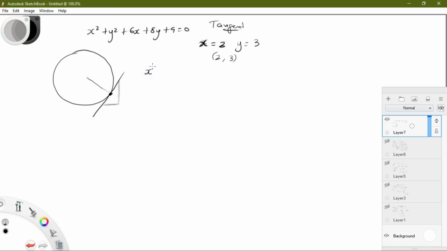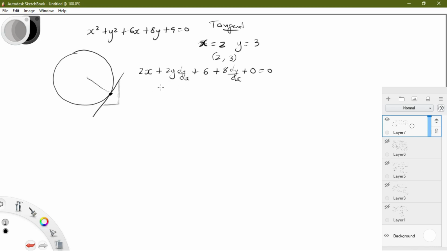That will be 2x plus 2y dy/dx. Remember from implicit differentiation that we taught sometimes in the past. Then this one is 6 plus 8 dy/dx plus 0 cos 0. If you don't know what I did here, please go and check implicit differentiation.